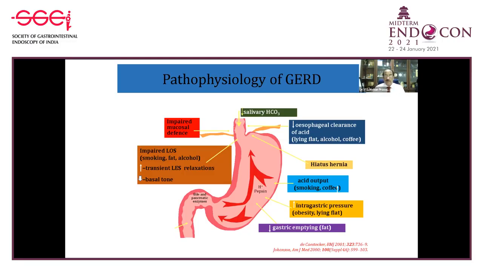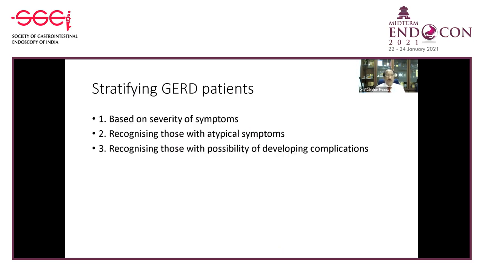And that is why most of the patients respond, but some percentage of them will not respond just with PPI usage. So we have to stratify the gastroesophageal reflux disease patients into three types. One is based on severity of symptoms. Two, recognizing those with atypical symptoms. And three, recognizing those with possibility of developing complications. These are the guys whom you have to be very careful with and who probably require more aggressive therapy.